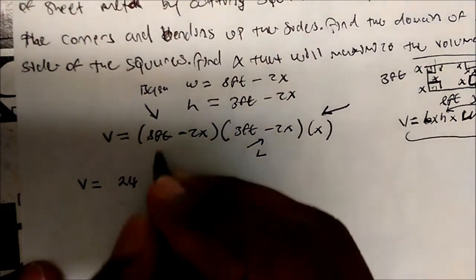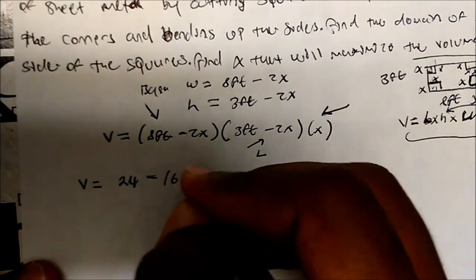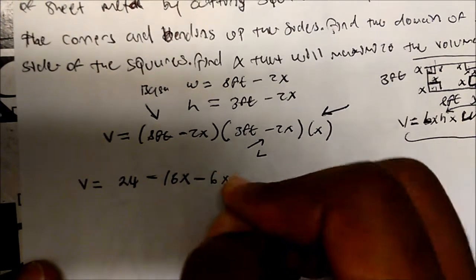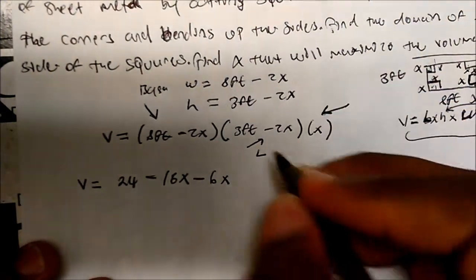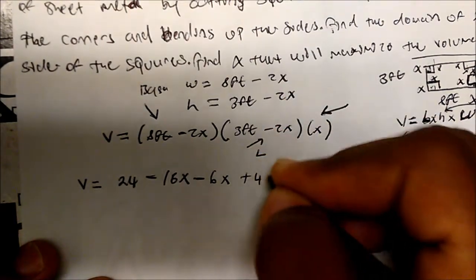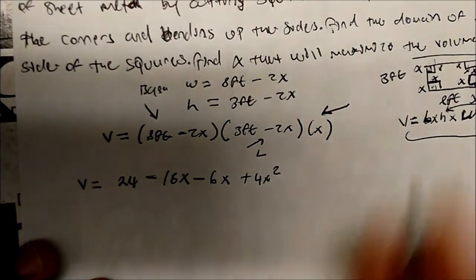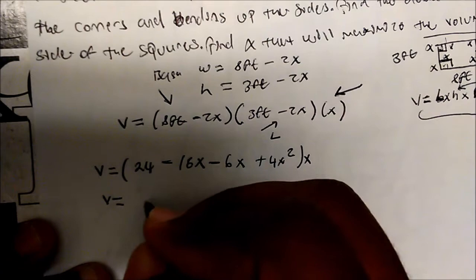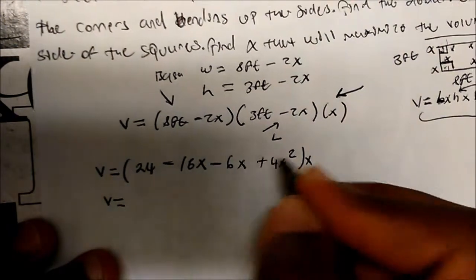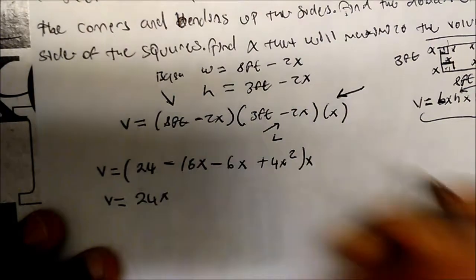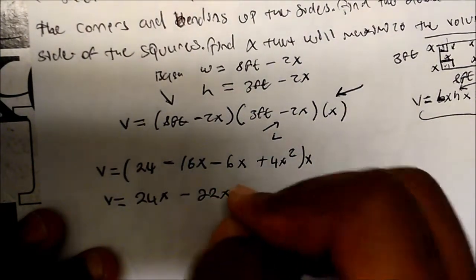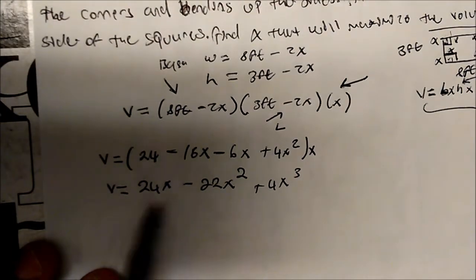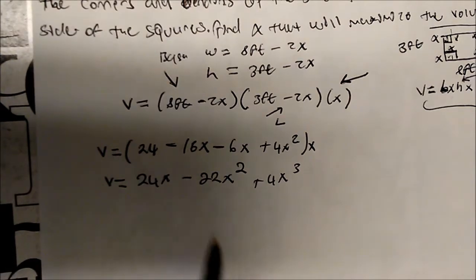So this will be 24, all right, minus 2 times 8 is just 16x, right? Minus 2 times 3, negative 6x. And then negative 2x times negative 2x will be positive 4x squared, right? And this all will be multiplied by x, right? So your volume now will be, I'm going to just do everything here in one step. I'm going to distribute this x here. So this will be 24x minus 22x squared plus 4x cubed, all right? As you can see, all I did was do everything in one step.